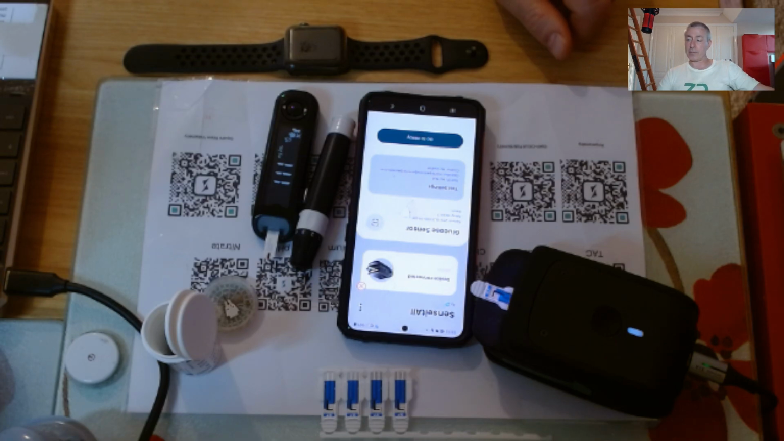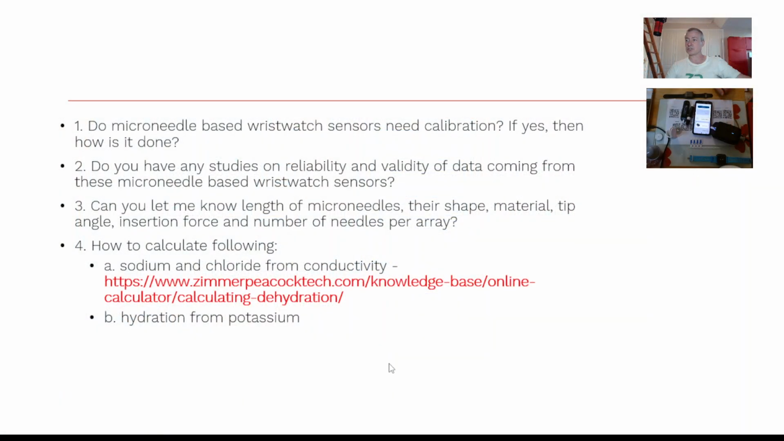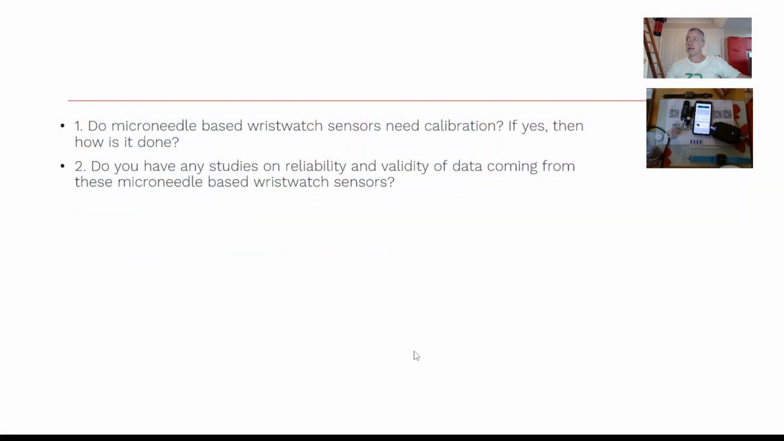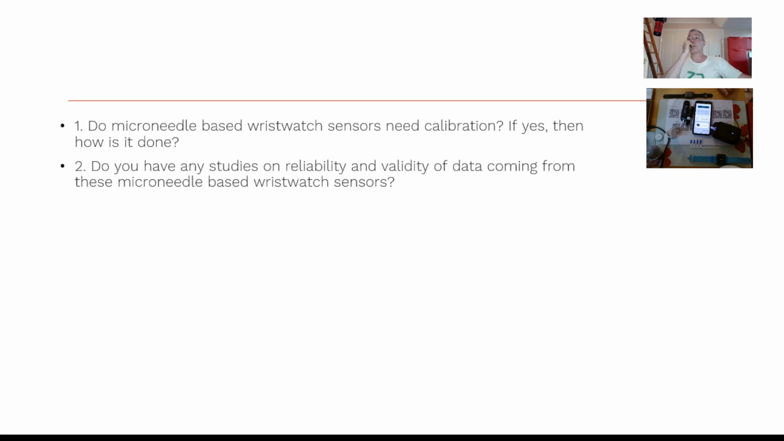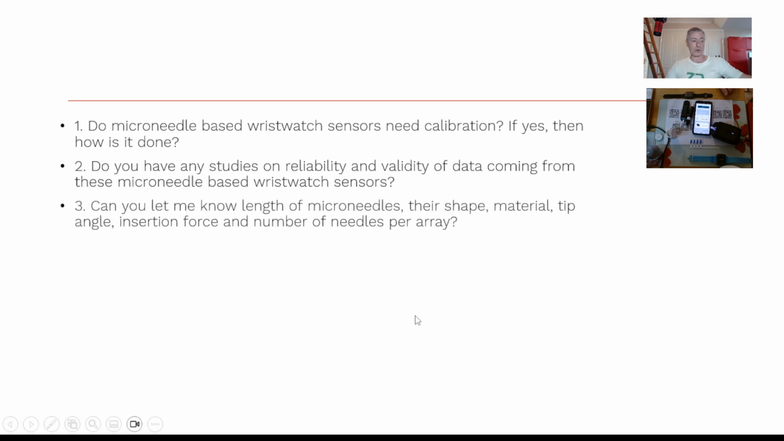But I will put this link underneath the, sorry, I've just realized I've just done all that talking and I wasn't actually sharing my screen. So I'll just go back slightly and just say, yes, the wristwatch will need calibration. How do you do it? By that blood glucose reading. We do have reliability data, but we will only release it to well-funded clients.